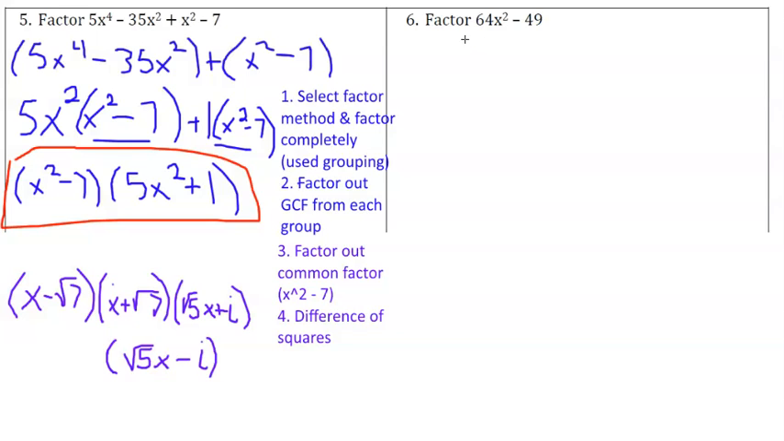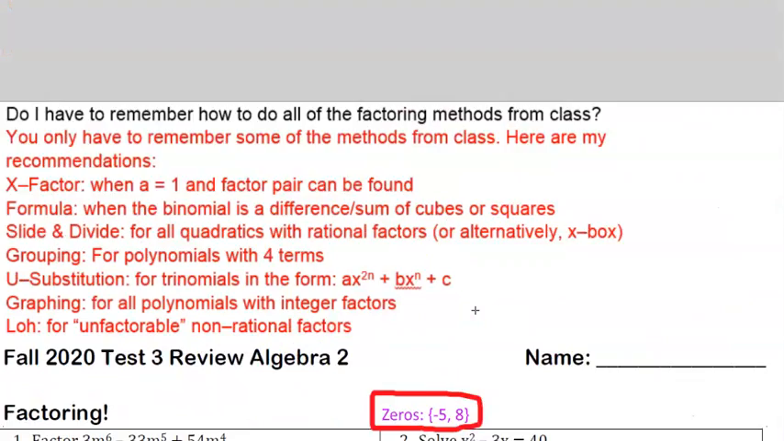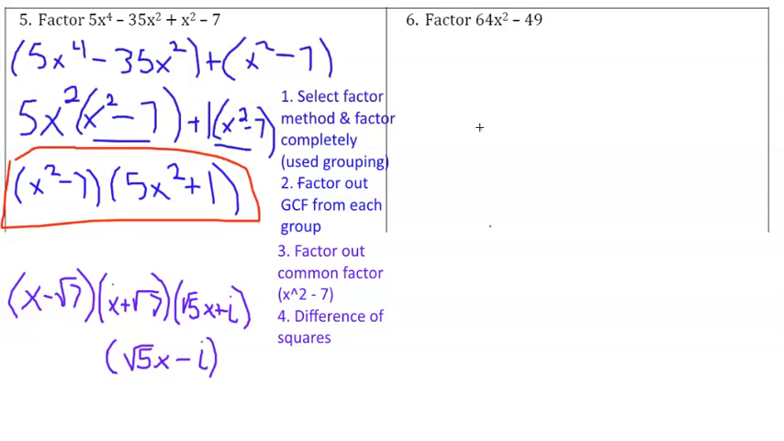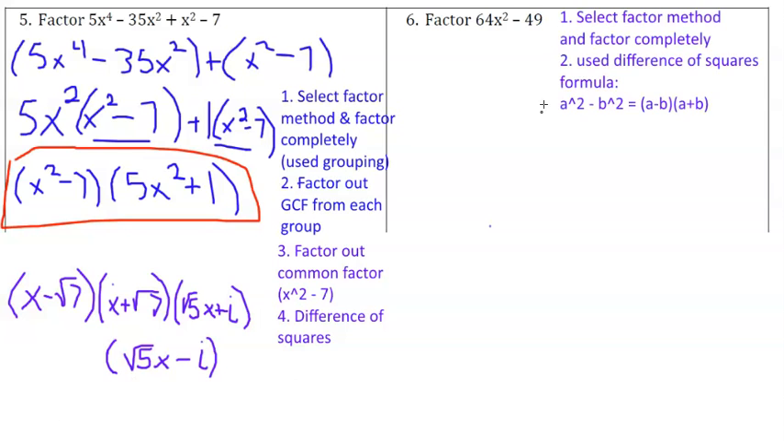Number 6. Factor 64x squared minus 49. Now this one will have perfect squares. So you want to determine which factoring method we'll use. This is a binomial, and they are perfect squares, so we'll use the difference of squares formula. And I'll write that right here. So our difference of squares formula is a squared minus b squared equals a minus b times a plus b.